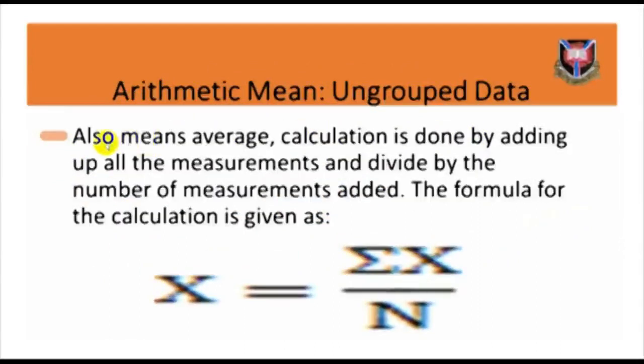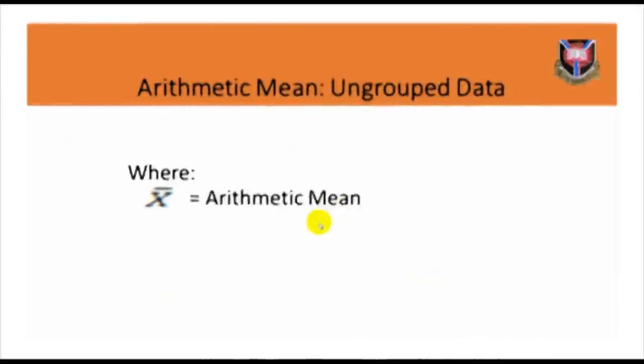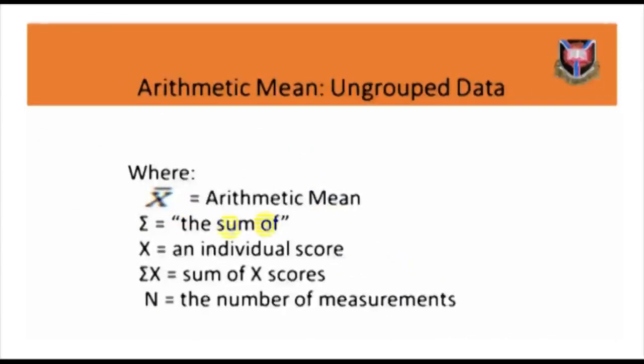The arithmetic mean on ungrouped data. Another name for arithmetic mean is average. To calculate the arithmetic mean for ungrouped data, add up all the measurements and divide by the number of measurements added. The formula for the calculation is given as x bar equals sigma x over n, where x bar is arithmetic mean, sigma is the sum of, x is an individual score, sigma x is the sum of x scores, and n is the number of measurements.